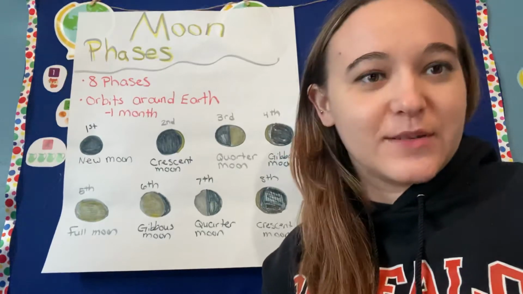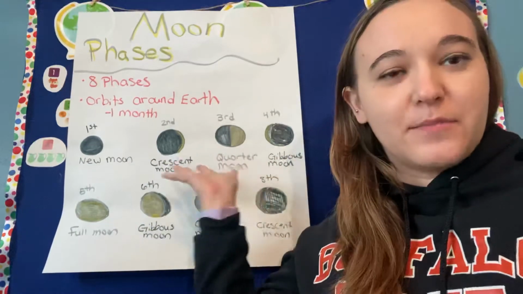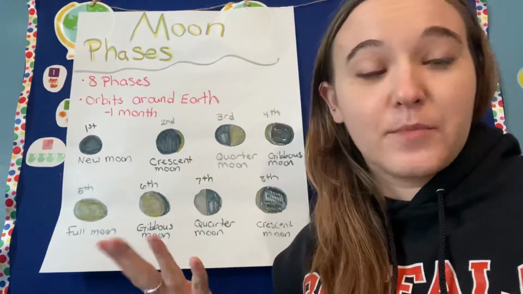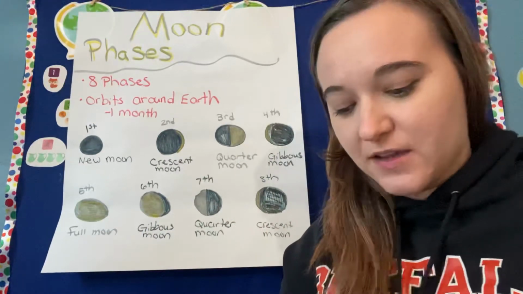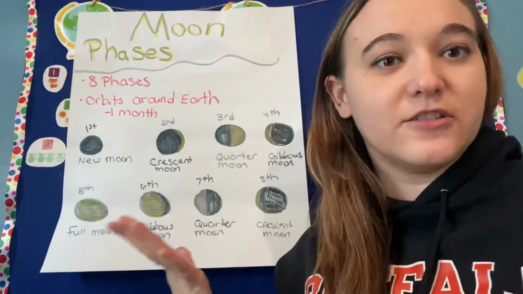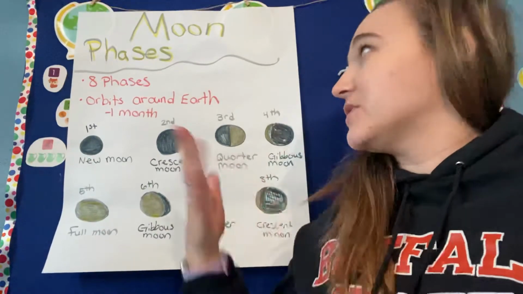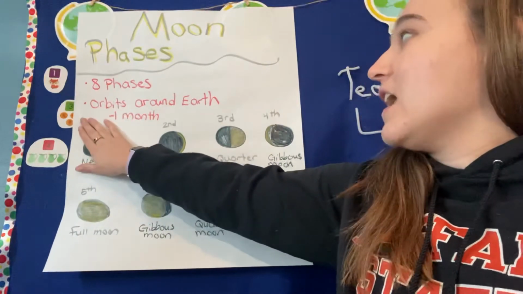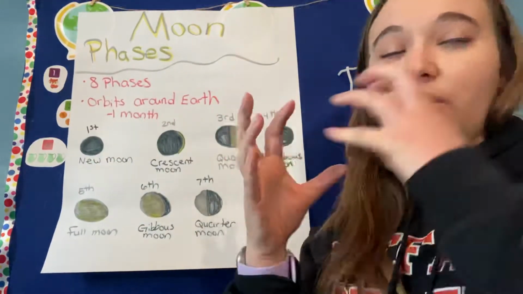Today we are going to do some science and we're going to learn about moon phases. Part of our science stuff that we are doing in school is to learn about the moon. Some fun facts: there are 8 phases of the moon, and it also goes around our Earth.